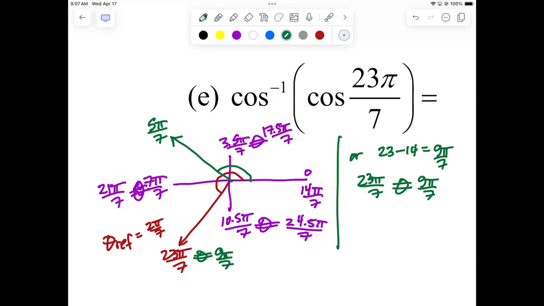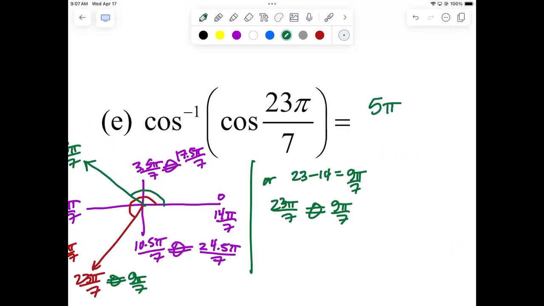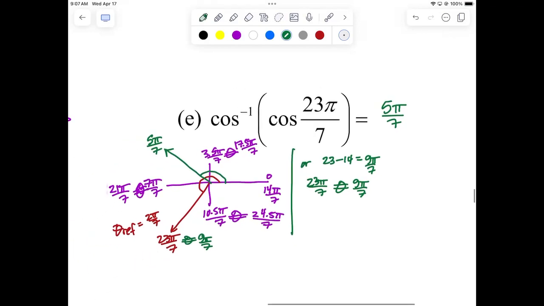Man, I got a lot of numbers written up there. Does anyone know what the answer is? 5 pi sevenths? Anyone else think it's 5 pi sevenths? You think it's 2 pi sevenths? What's 2 pi sevenths in this problem? The reference angle. Yeah, very good.